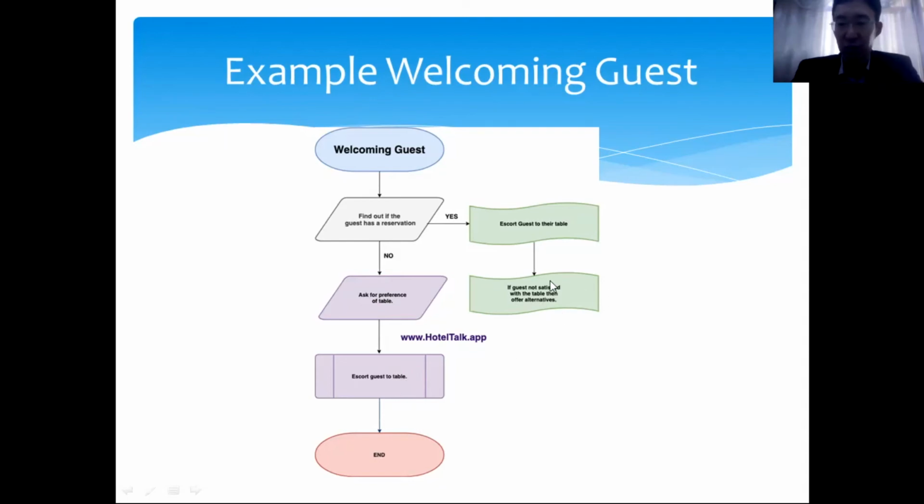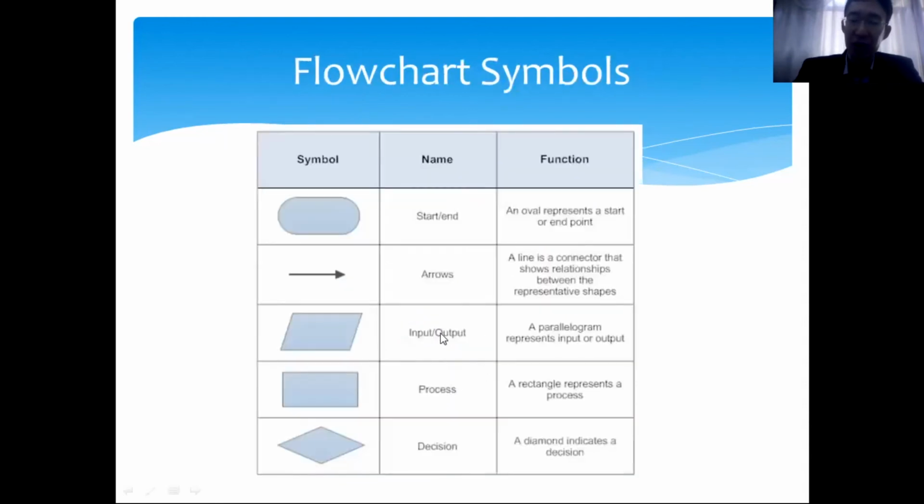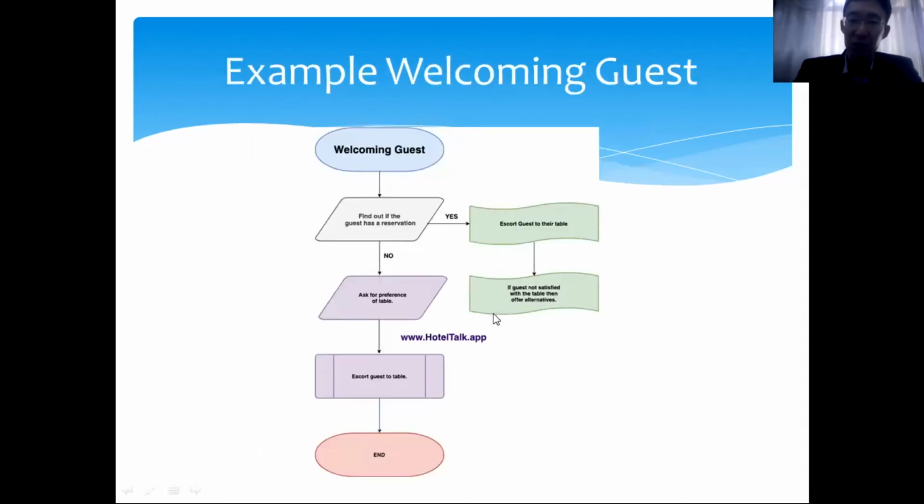And of course, if the guest is not satisfied, this is another tip: we should try to show and offer another table. And if the guest has no reservation, we should ask for preferences. Again, here we're going to have an input from the guest. So the guest is going to provide us with more information, and according to that, we have a process. Basically, a process of escorting a guest to the table.